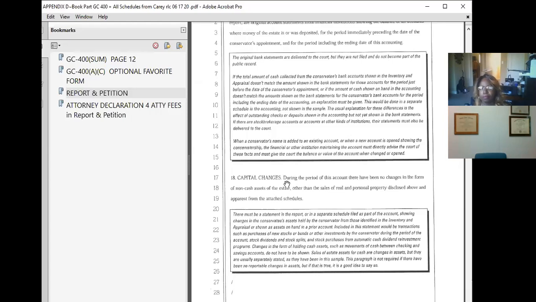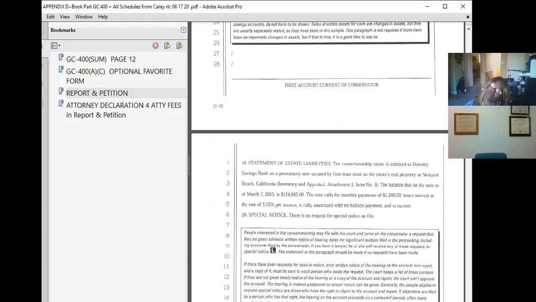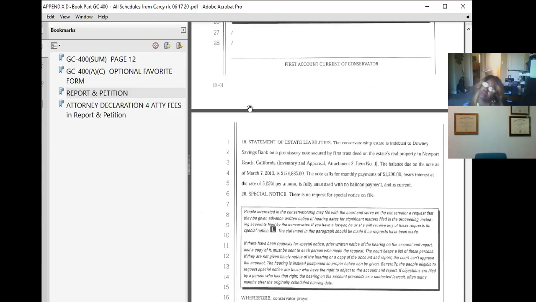So it might be something that you indicate here, due to COVID-19, there was a huge crash in the stock market, and we show that the conservatee has lost $100,000 or whatever, and things like that. You're stating it up front. Okay. So the next statement, again, is the statement of liabilities.